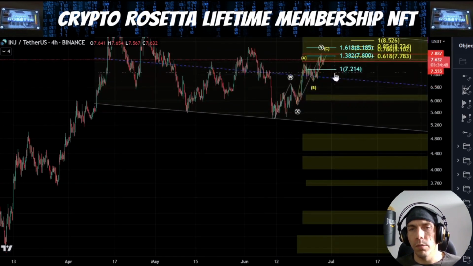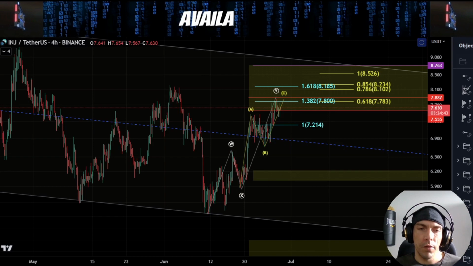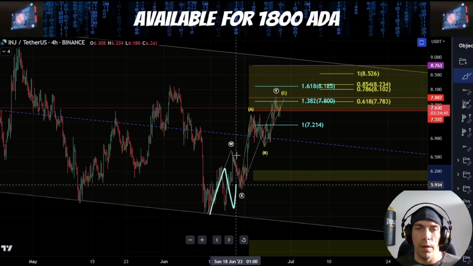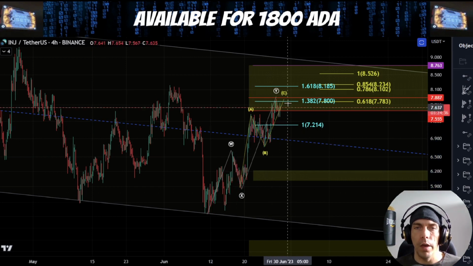Now, looking at this move, we could also argue that this is potentially just a corrective structure to the upside here, where we say that this is A, B, and C up here. This is an X wave, and then we have another A, B, C here. So W, X, and Y.